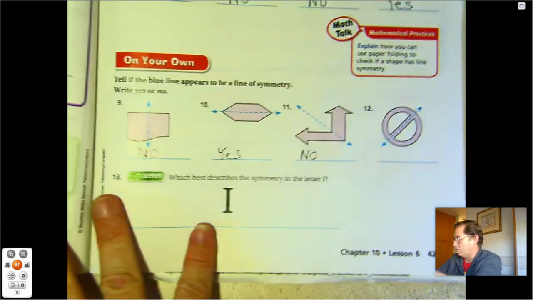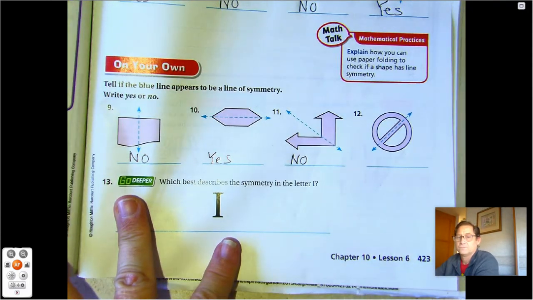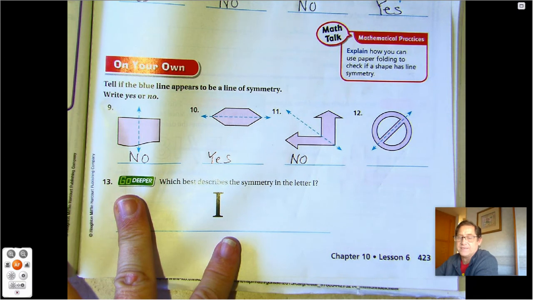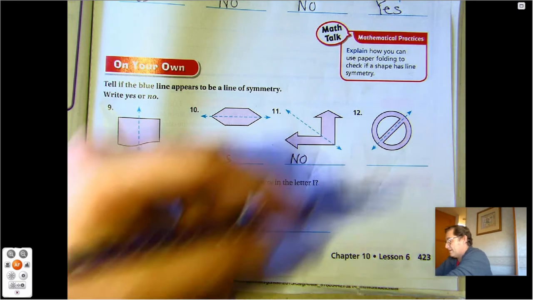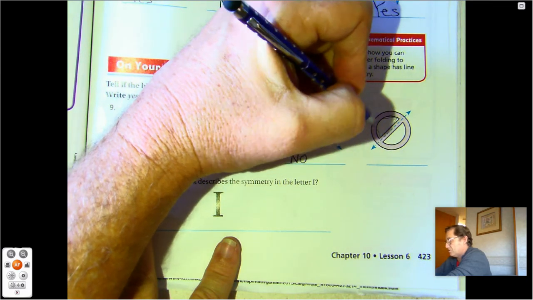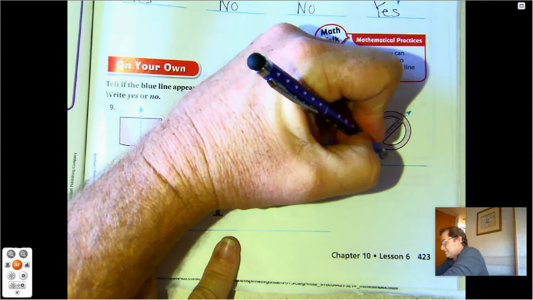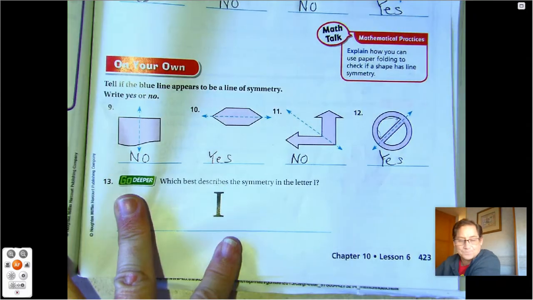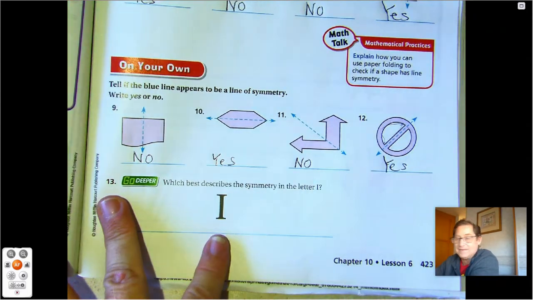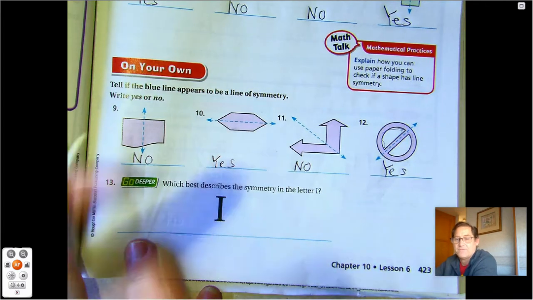And how about 12? Well, 12 is kind of the example of the letter O, right? And so they're dividing it here. This half circle would be right on top of this half circle. So yes. And again, if you're having problems seeing it, trace it, cut it out, and fold it.